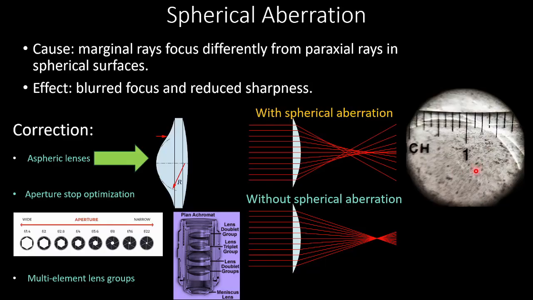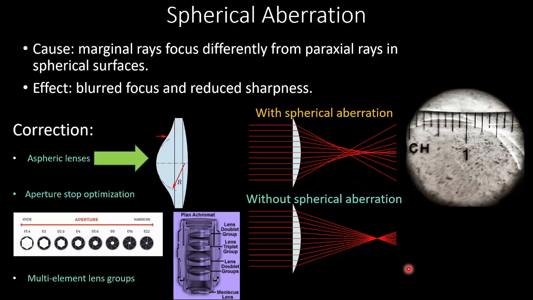So how do we fix this? We use aspheric lenses, specially shaped surfaces that reduce focusing errors. We can also use aperture stop optimization, reducing the aperture to limit marginal rays, and multi-element lens systems, combining lenses to compensate for errors. Notice the comparison between the image with and without spherical aberration. The corrected system produces a much sharper focus.